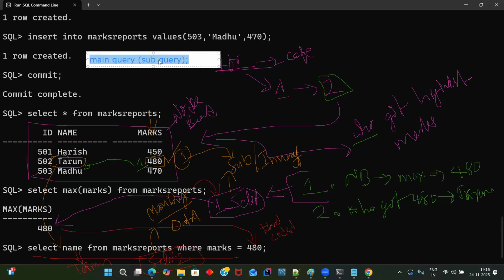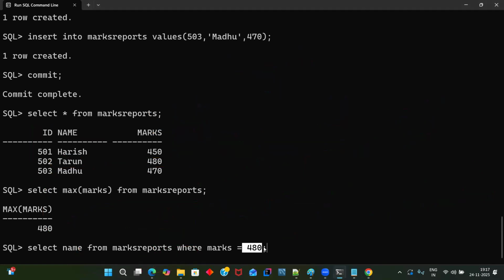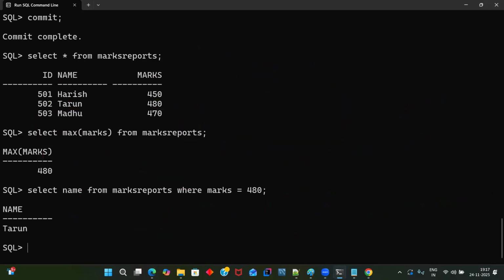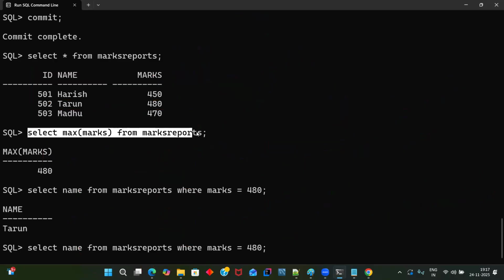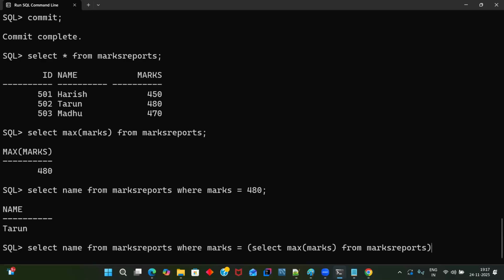Now I'll be writing the first subquery for you, or we can say a nested query or inner query. I think I was erasing everything. Yeah, I'll be writing. This is 480, I hard coded it, right? Let's run it. You'll get Tarun. But see, 480 I hard coded, but you should not hard code. Simply remove that 480, and there is a query you have to run there.